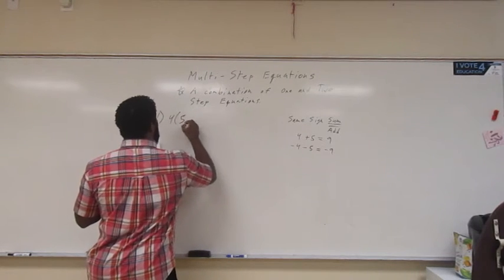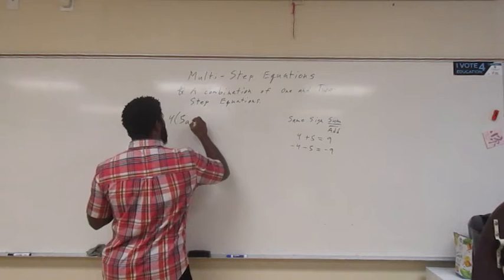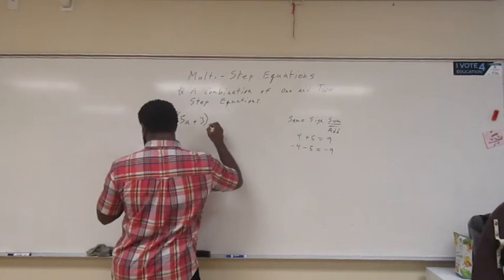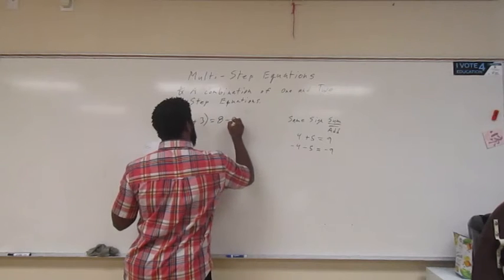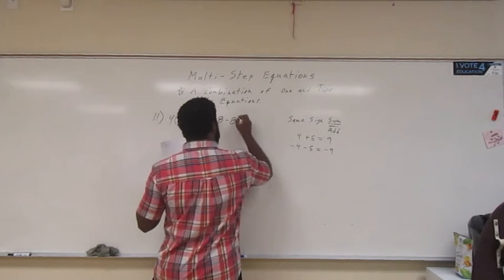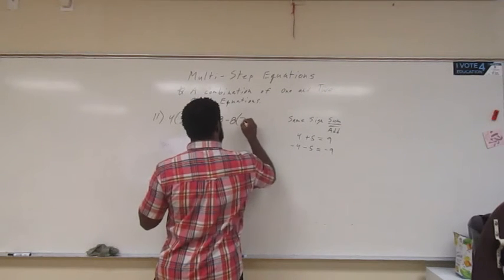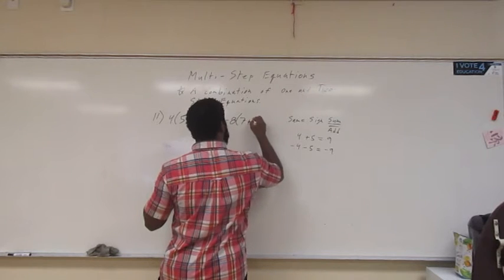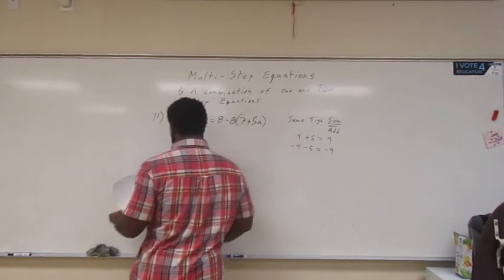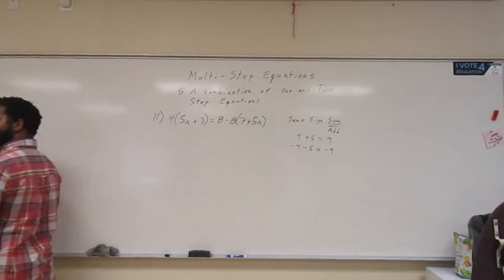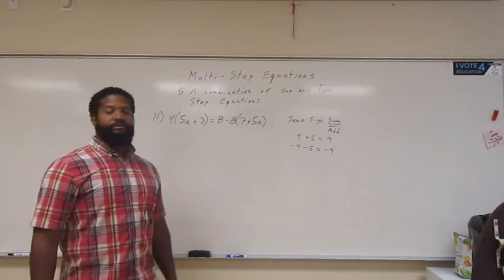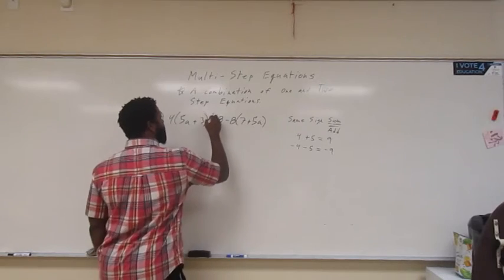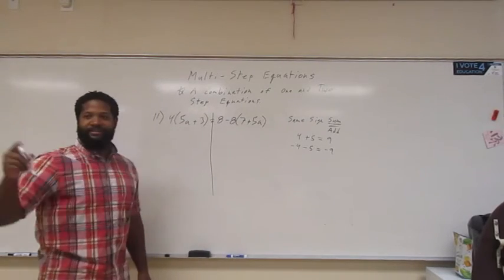Number 11: 4 parenthesis 5a plus 3 is equal to 8 minus 7 parenthesis 8 plus 5a. Okay, so put the line. Oh, yeah. Thank you, sir.